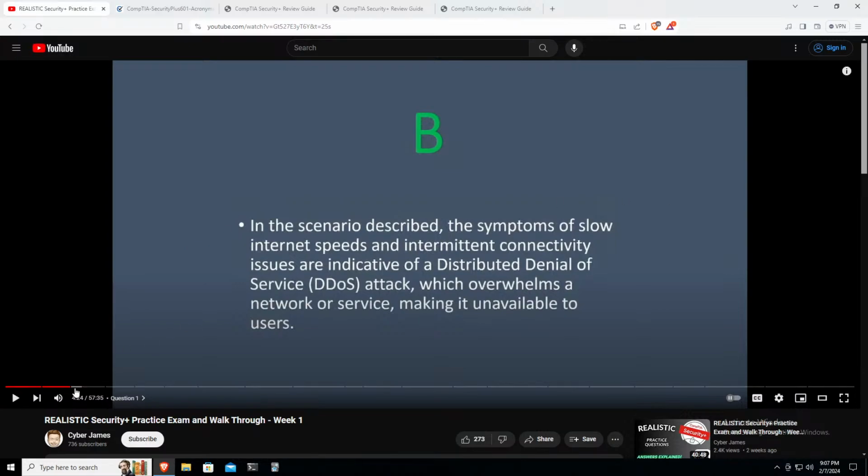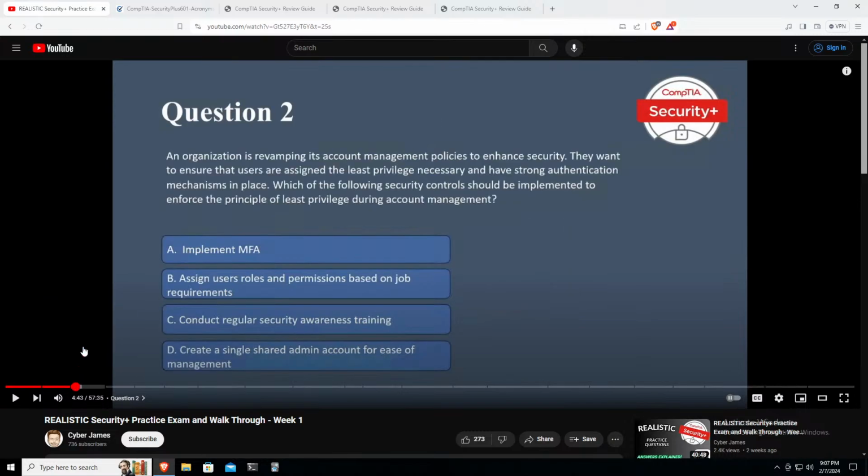That one we did get. So let's move on to the next one. An organization is revamping its account management policies to enhance security. They want to ensure that the users are assigned the least privilege necessary. So this means they only have what they need to do their role, and have strong authentication mechanisms in place. Which of the following security controls should be implemented to enforce the principle of least privilege during account management?